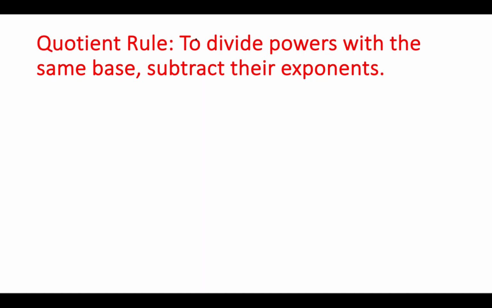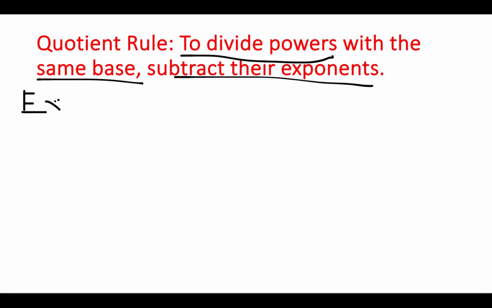So the quotient rule is to divide powers with the same base, and you subtract exponents. So here's one example of this. 2 to the power of 9, divided, in fraction format, by 2 to the power of 4.